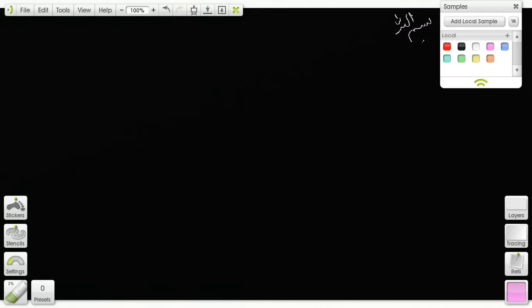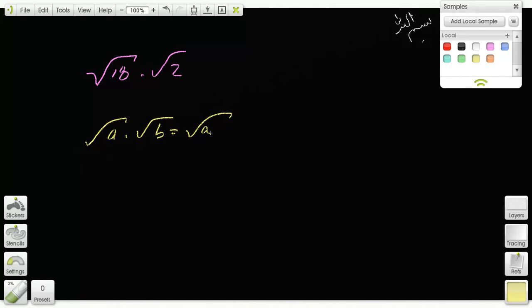Watch this one. Square root of 18 times the square root of 2. Rational or irrational? But we know this rule, right? Square root of A times square root of B equals square root of A times B, correct? So can we bring this into one big umbrella? What's 18 times 2? What's the square root of 36? Do you see that?